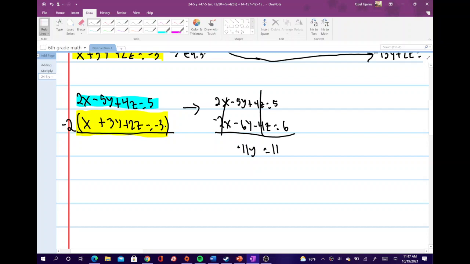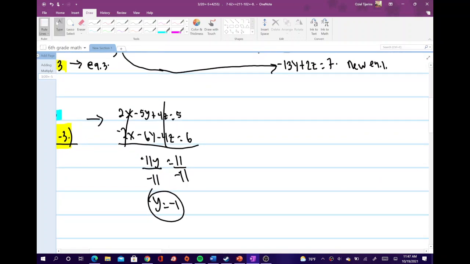Because basically you multiply it on both sides, and you come to find that the x cancels out, the z cancels out, so you're just left with negative 11y equals 11. 5 plus 6 is 11. So you're just going to divide by negative 11 on both sides, and you have y equals negative 1. So now we have one of the solutions.